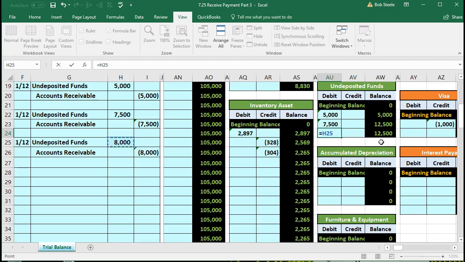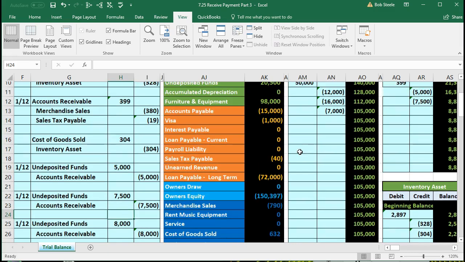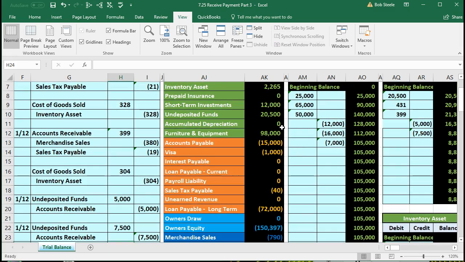That will increase the undeposited funds from 12,500 to 20,500. That 20,500 is also found, scrolling left, on the trial balance, 20,500 here on the trial balance.